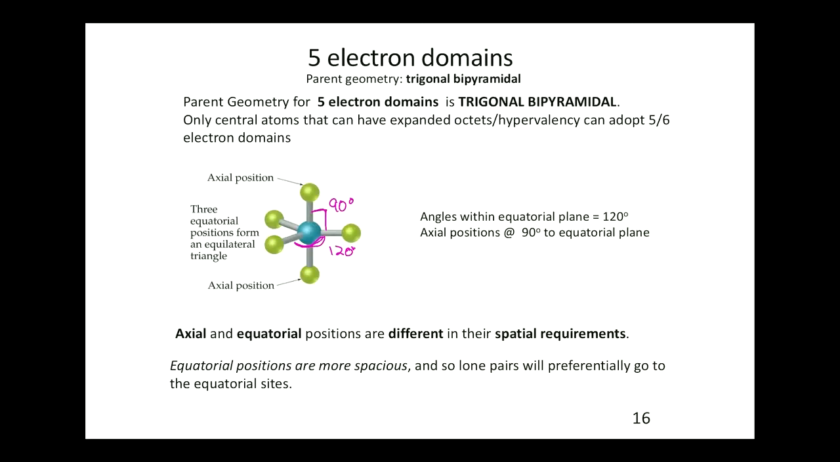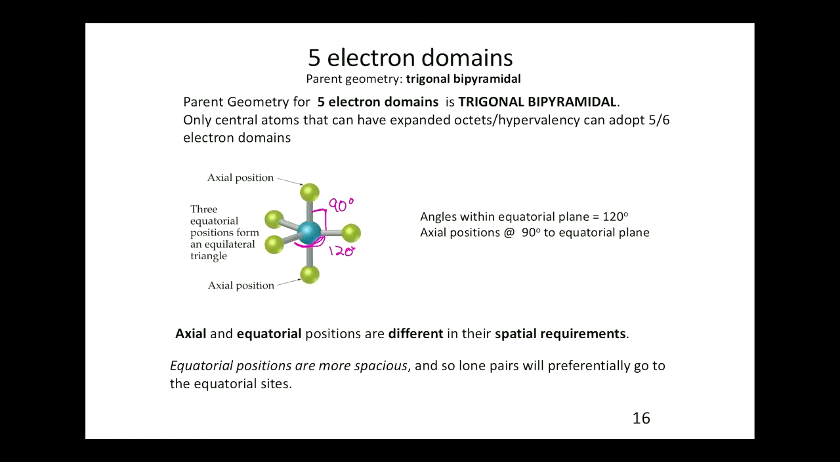So like the equator, I guess, if it was like a globe or something. All right, so the equatorial positions, those are the 120 degrees, and then the up and down, our axial position, those ones are the 90 degrees. So that's the difference in positions of these two different regions: the equatorial and the axial.